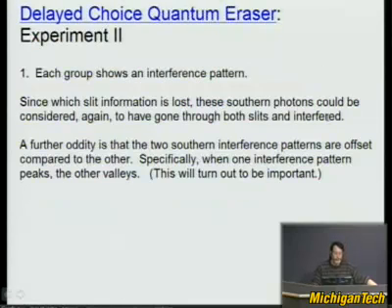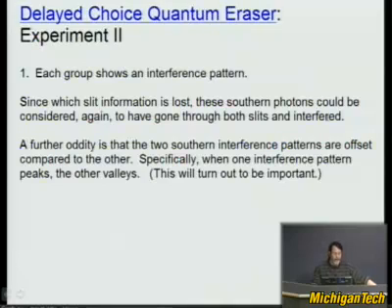And the answer is each group shows an interference pattern. So in the southern experiment, when you erase the which-path information for those two groups of photons, and there were two groups that didn't have their which-slit information erased, these, without slit information, they again go through both paths, and you get two interference patterns.